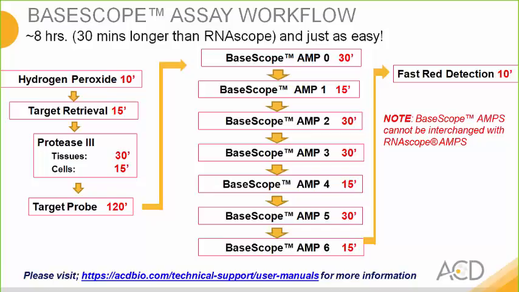Here we have the assay workflow for BaseScope, which is roughly 30 minutes longer than the RNAscope assay. To the left, you'll see that the pretreatment conditions are fairly similar to that of the RNAscope assay. Then you would complete the amplification steps from AMP0 to AMP6, followed by the fast red detection. Please note that the BaseScope amplification reagents cannot be interchanged with RNAscope as they are working on different chemistries, and it is different technology.